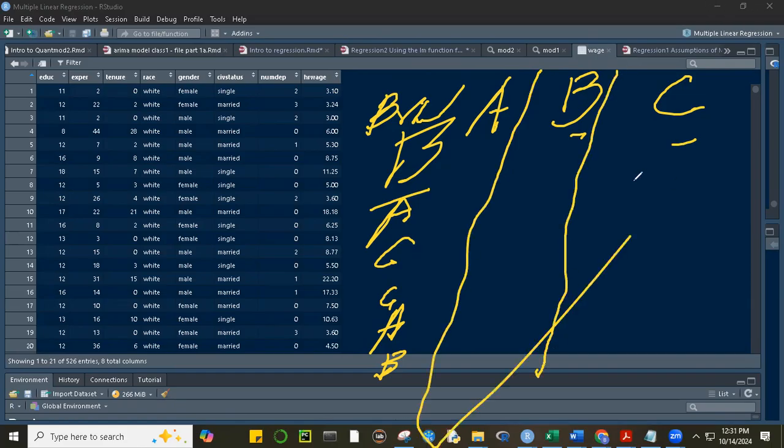Who are the classes? Alphabetically, A will come first. So A will be used as the benchmark. So what will happen now is like this. It will now introduce two, B and C, only B and C because A will become the benchmark. So for example, if this observation is B, it becomes 1 here for B, and 0 for C.